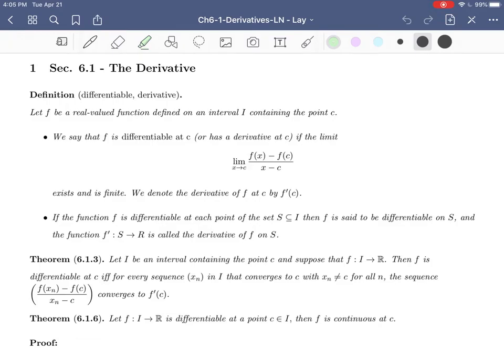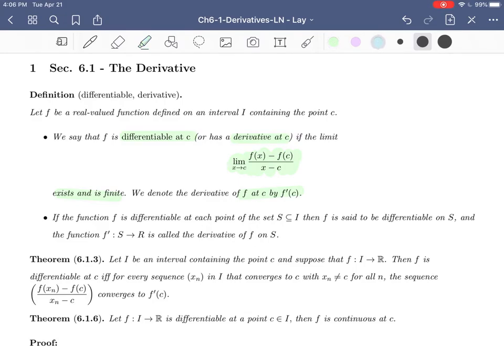So let f be a real valued function defined on an interval I that contains the point c. We say that f is differentiable at c, or it has a derivative at c, if this limit here exists and is finite. We denote that using our standard notation f prime of c. So we can talk about the derivative at a point.